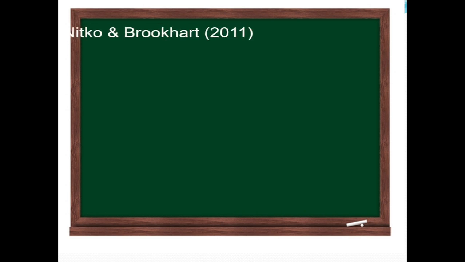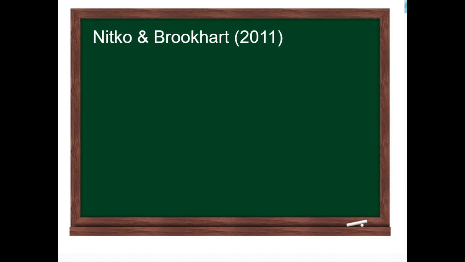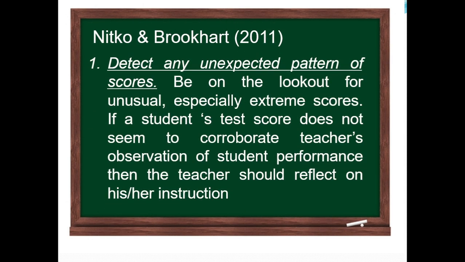Now, according to Nitko and Brookhart 2011, they stated five guidelines when interpreting norm-referenced test scores. Number 1, detect any unexpected patterns of scores. Be on the lookout for unusual, especially extreme scores. If a student's test score does not seem to corroborate the teacher's observation of student performance, then the teacher should reflect on his or her instruction.